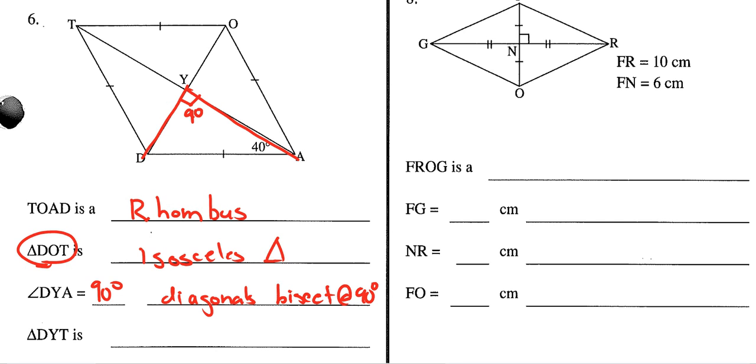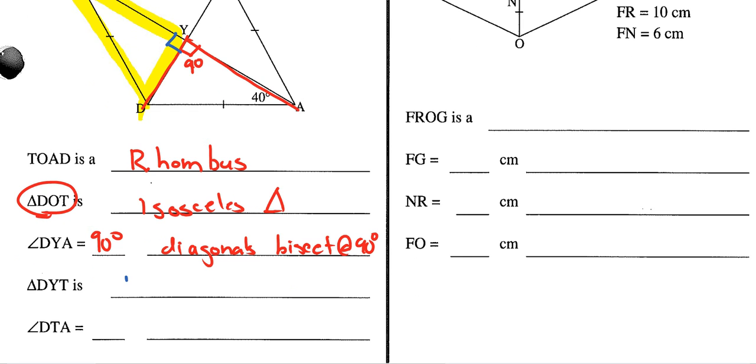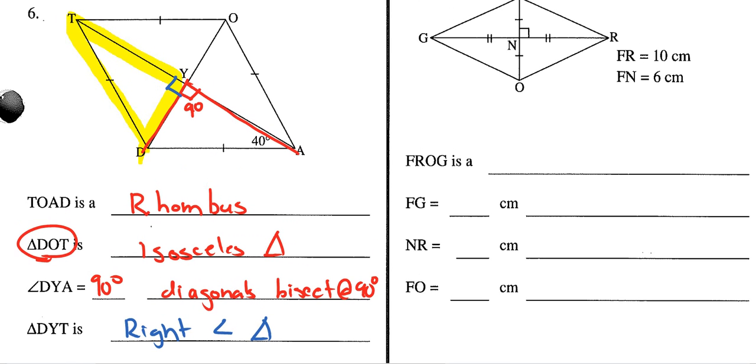Okay, and then we got to look at triangle DYT. Where is DYT? Here's DYT. So what about that mini triangle right there? Well, since there's a 90-degree box right there, we know that DYT is a right triangle, right angle triangle. Okay. All right, next question, DTA.